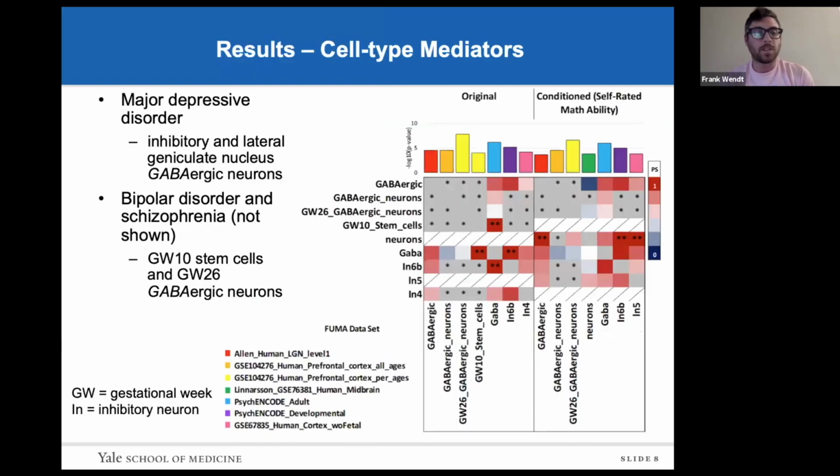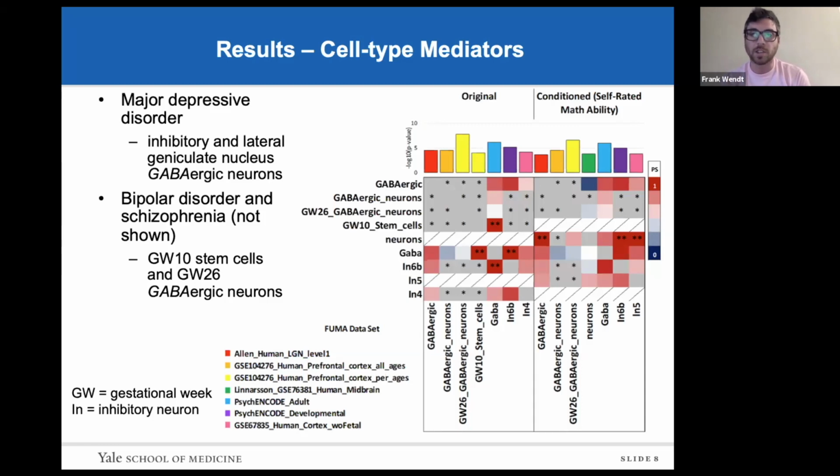And finally, I want to discuss some of the cell type mediators that we believe are causing these relationships that we're detecting, or at least responsible for some of the relationship. I'm showing today major depressive disorder, and that's seen on the right side of the screen. We have the original GWAS. These are outputs from FUMA, the cell type enrichments. So we see a number of transcriptomic profiles for cell types that we're able to differentiate, including the gestational week 10 stem cells and GABAergic cells.